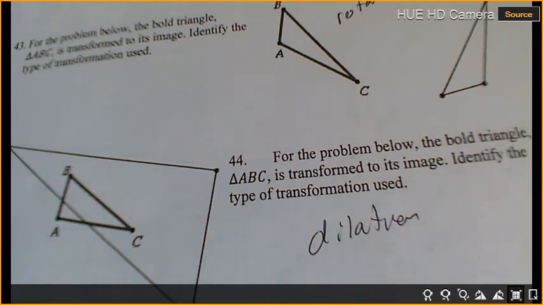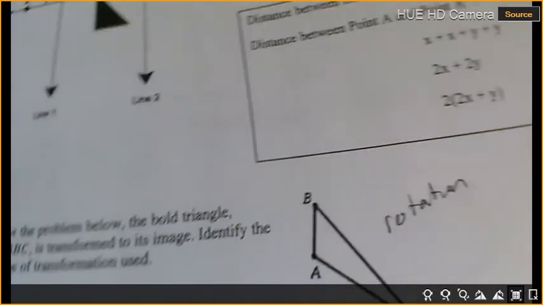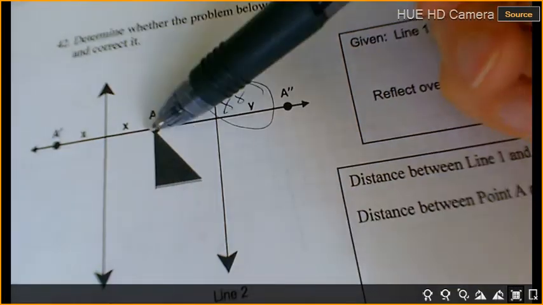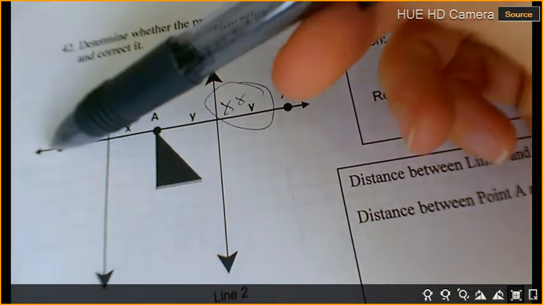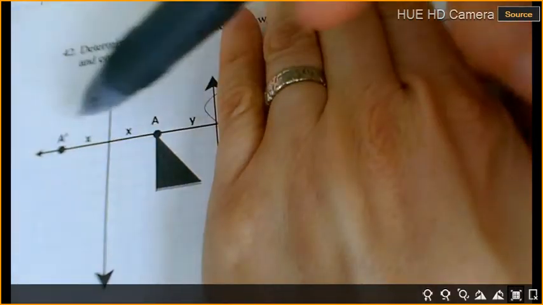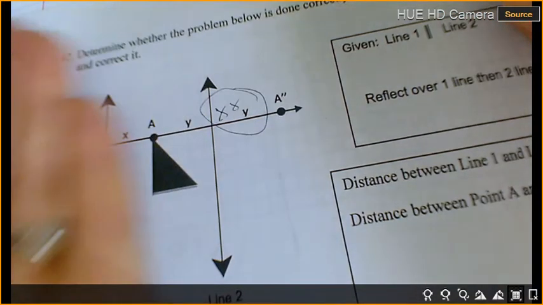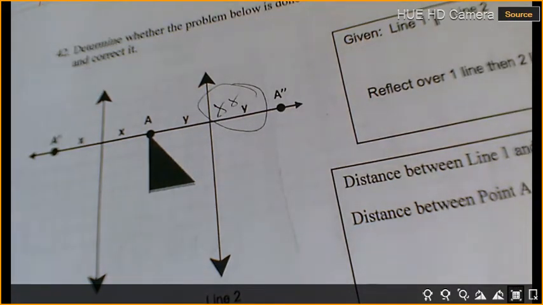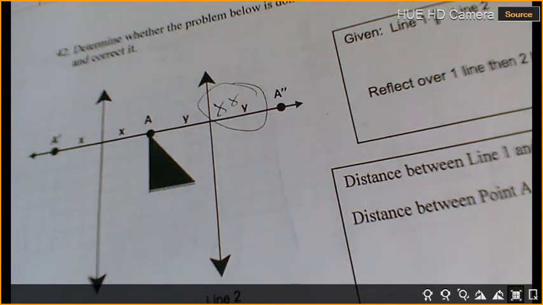Trying to ask questions after each page. Can you go back up to 42? Yes. So what is wrong with it is we reflected A over line 1, but then we're supposed to do A prime over line 2. So it's supposed to be X, X, Y on both sides, and there's just a Y there. That's what's wrong with it. So it should say X, X, Y. Good?